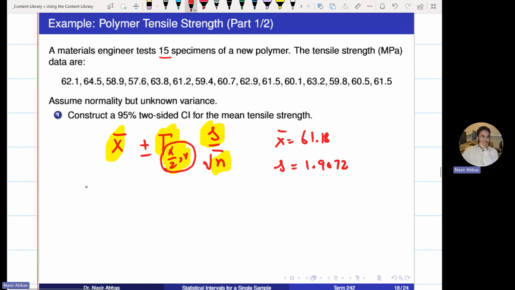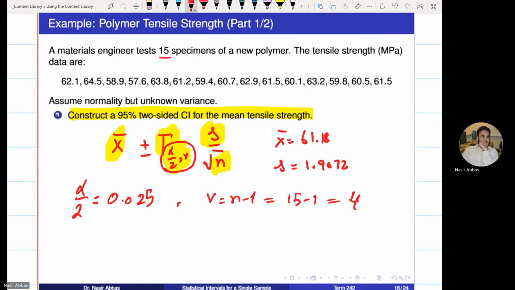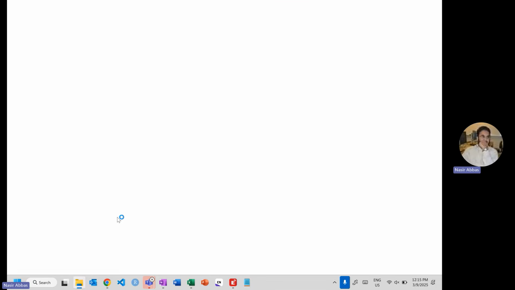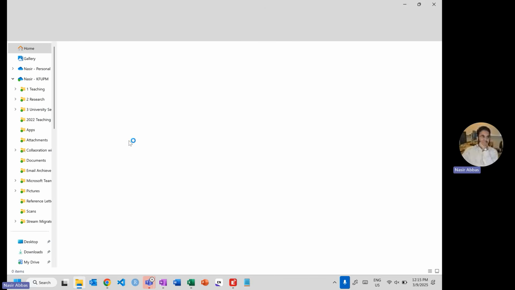So I will find alpha by 2. For this question, my alpha by 2 is what? 0.025. What is my V, which is n minus 1? N is 15. So V is what? 14. Now I will go to the T table and I will show you how this T table looks like. And we will look into all the components of T table. There are two major differences in Z table and T table.